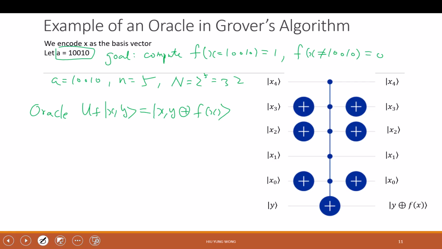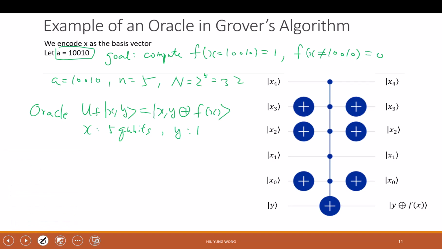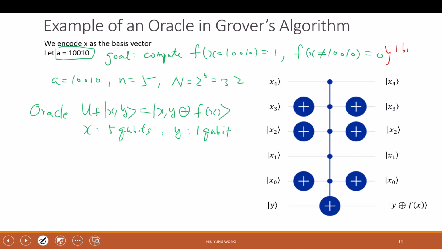First, this x must be 5 qubits because we are searching a database of 32, right? So I have x0 to x4. And then what is y? Y is related to the output. Y has 1 qubit because it's related to f of x. F of x is either 1 or 0, so we only need 1 bit. So the whole oracle will have 6 qubits.